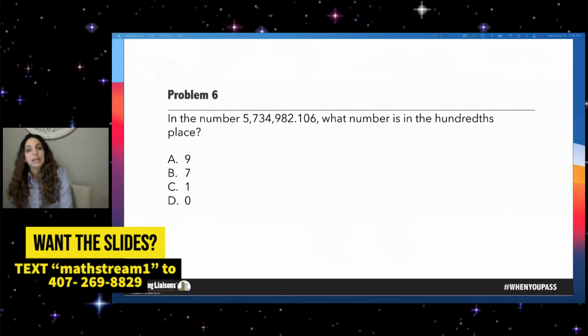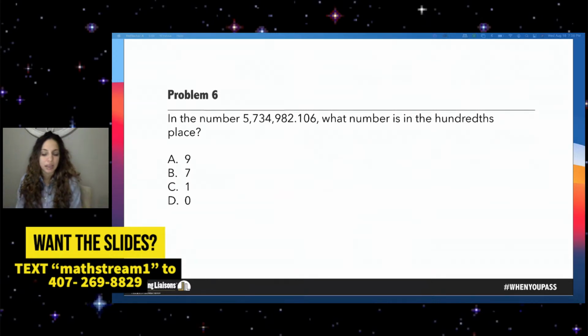All right, problem 6. This is specifically for my pre-K through 3 people because I always like to make sure I have a problem that's very specific to you. Everybody needs to know this vocabulary, but this is a problem you would typically see on pre-K through 3. In the number 5,734,982 and 106 thousandths, what number is in the hundredths place? 9, 7, 1, or 0.